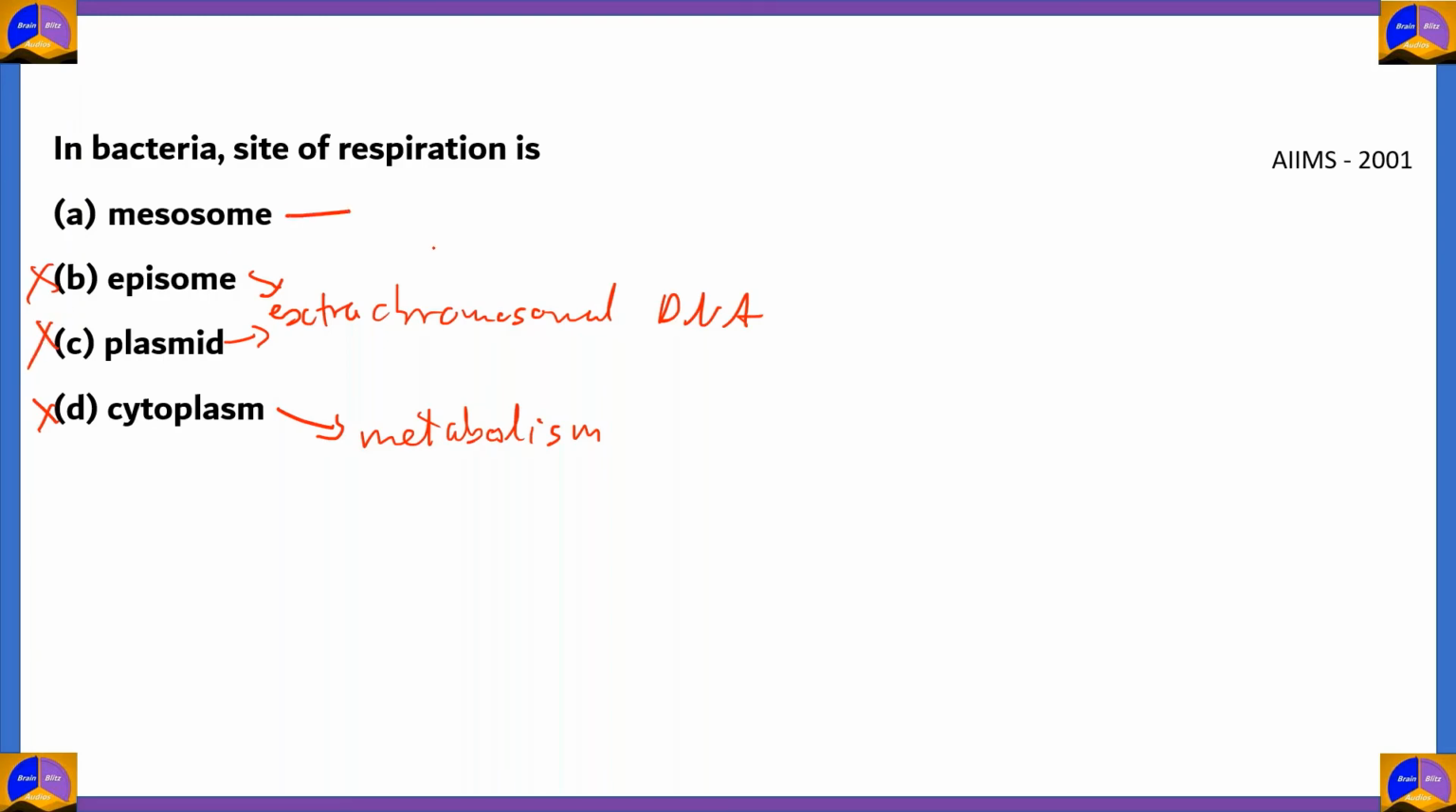The right answer is option A, mesosomes, which are found in prokaryotes, of which bacteria is a part. So option A is correct. These are invaginations of plasma membrane, which are sites for respiration. Note that we're talking about bacteria, so it's prokaryotes. So if there was an option called mitochondria, it would still be incorrect because mitochondria is only present in eukaryotes.